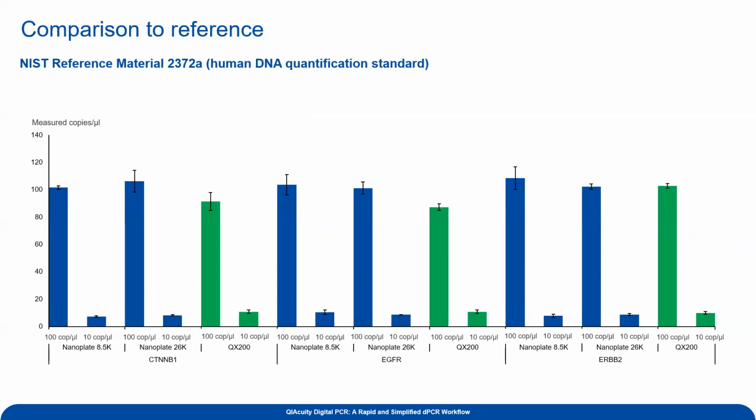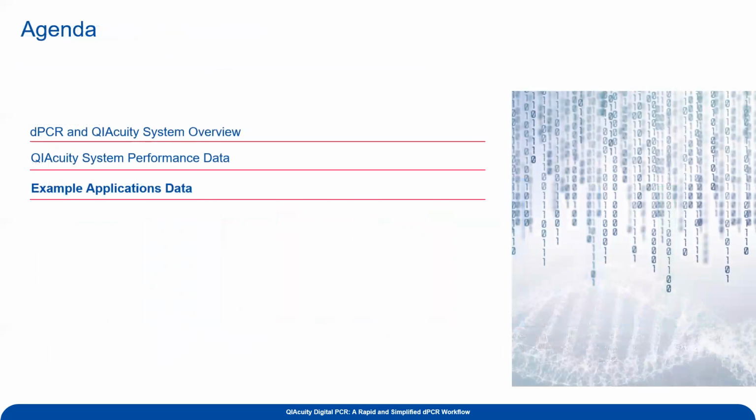And if you've used dPCR in the past, you may be wondering how the system actually performs compared to other systems on the market. So here we have a comparison for 3 different genomic targets, CTNNB1, EGFR, and ERBB2, across both our 26K plates, our 8.5K plates, and then the Bio-Rad QX200 at 2 different dilution points. And so you can see comparability at 100 copies per microliter input and 10 copies per microliter input across here, right? So basically, you'll get analogous data coming out because it's still digital PCR. We're just doing it with nanoplates as opposed to droplets, and faster.